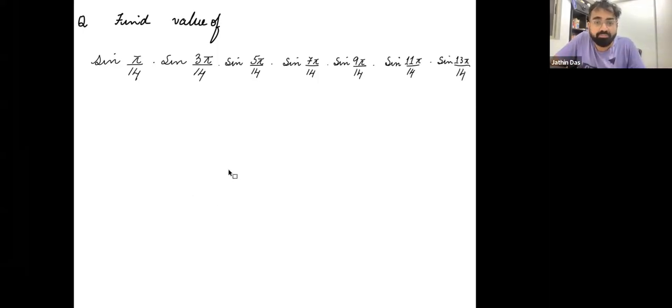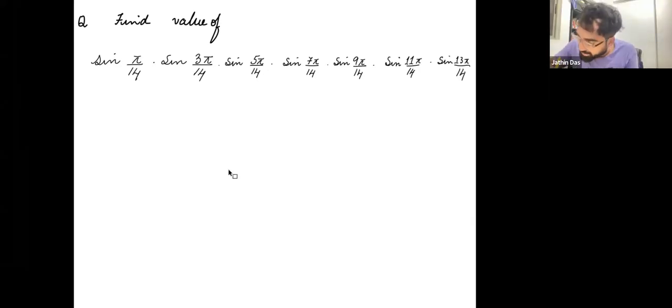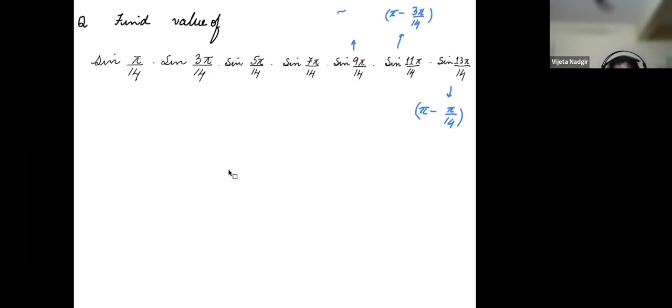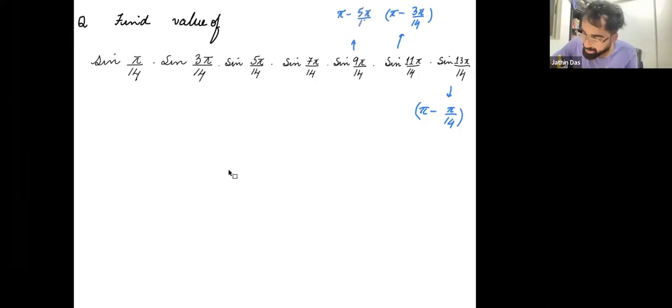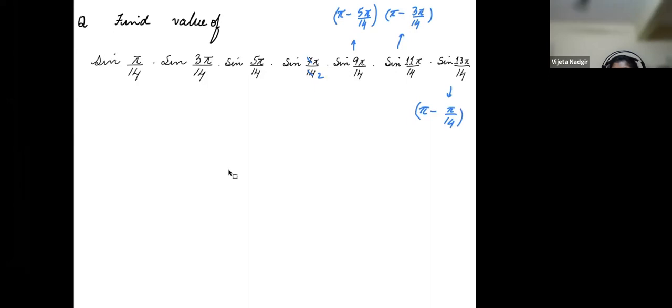It is more than half, no? So pi. This one directly will be pi minus pi by 14. And this will be pi minus... 14 and 11 ka difference is 3. So 3 pi by 14. And this will be the same only, pi minus 5 pi by 14. Yeah. But 7 pi by 14 is basically pi by 2. Sine 90, which is equal to 1.